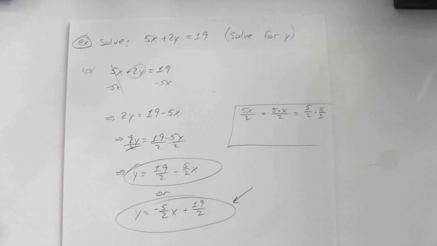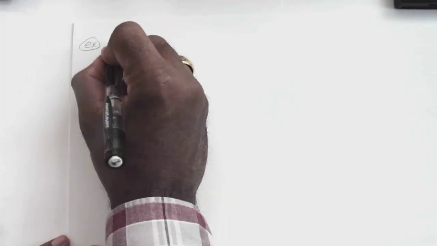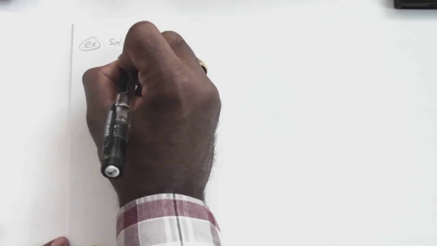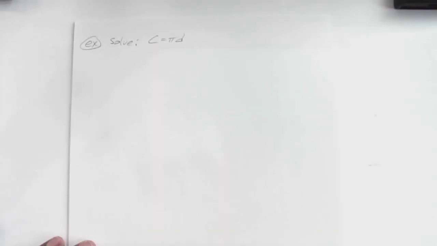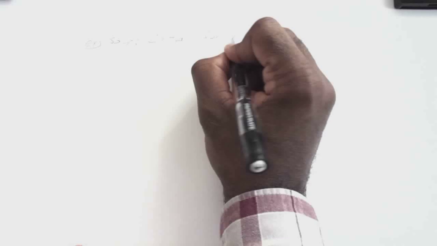Anyone still writing? Okay. So let's say, for example, if we want to solve circumference equals pi times the diameter, and we want to solve for pi. Okay. That one's the same way as if we had 3x equals 1.